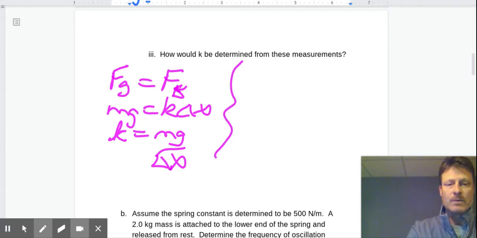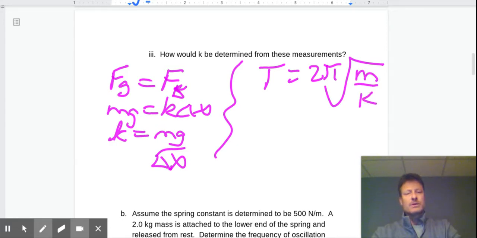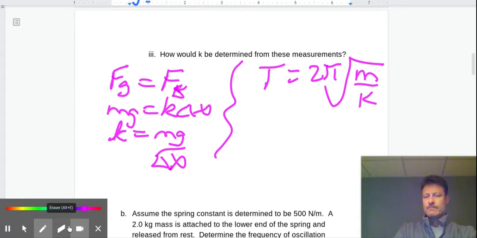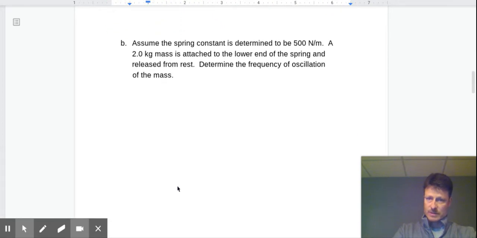The other way would be using the equation for simple harmonic motion, T equals 2 pi square root m over k. You could measure the period and thereby calculate what k was. You obviously have to square both sides and that kind of thing. But those would be the two different ways you could go about doing it. And the committee, when they graded it that year, said either way was sufficient.